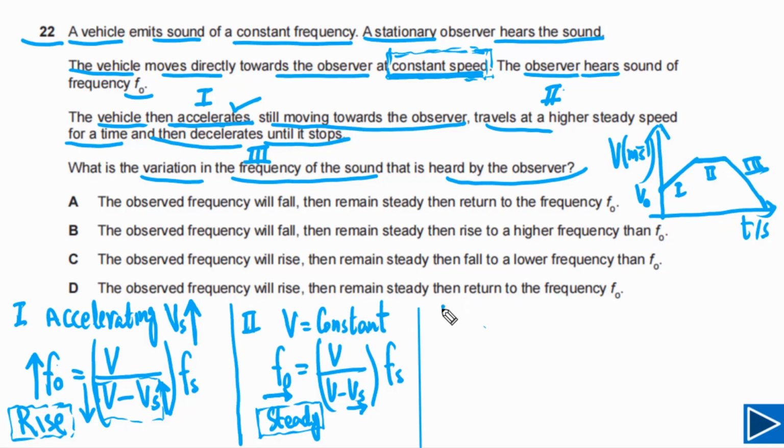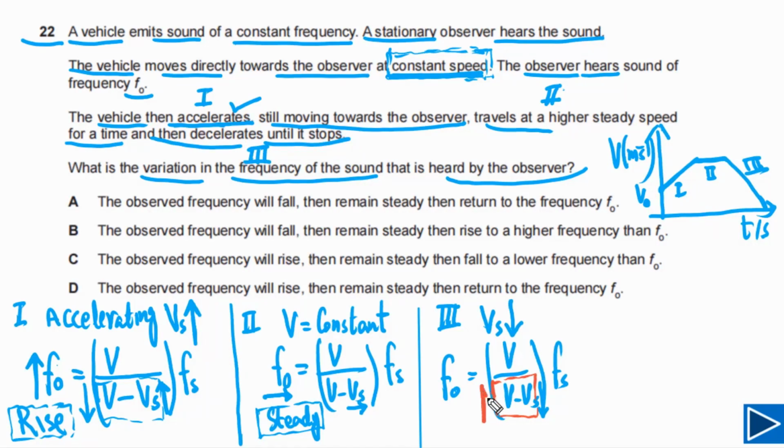Now let's try to understand what is happening in the third case. For the third case, it is given to us the car is decelerating. It simply means that the speed of the source is decreasing with time. So again we can use f0 is equal to v over (v minus vs) times the frequency of the source. The source is still approaching, that's the reason we are using v over (v minus vs). But in this case, vs is decreasing with time. As vs is decreasing with time, it simply means that v minus vs is increasing with time. If this is increasing with time, it means that f0 is decreasing with time. So this is what is happening in the third case.